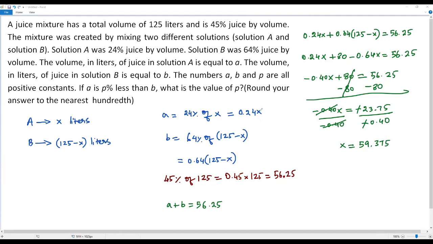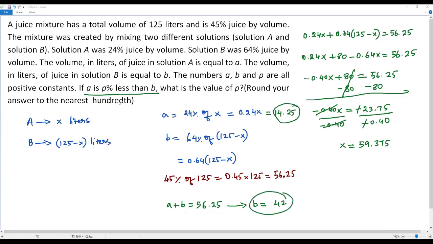Okay, when I plug in 59.375 for x and it is multiplied by 0.24, I am getting 14.25. Okay, here I got the value of a, that is a equals 14.25. Now we can plug in this value for a over here and solve for b in this equation. When I do so, I am getting b equals to 42. Okay, now I got the values of the constants a and b.